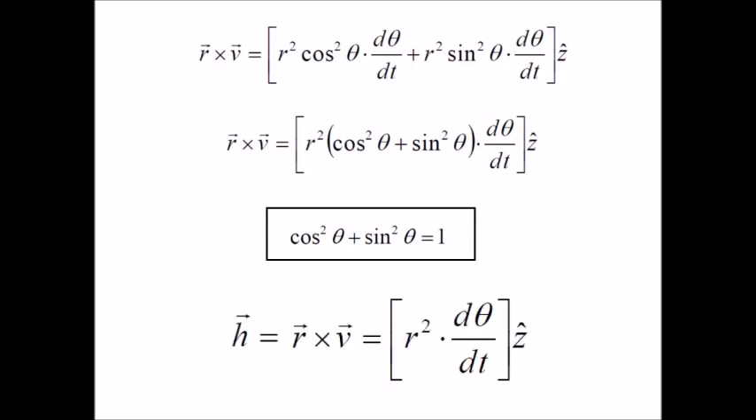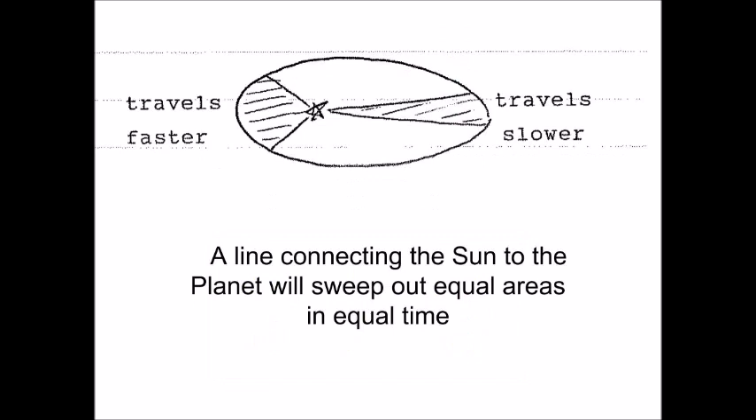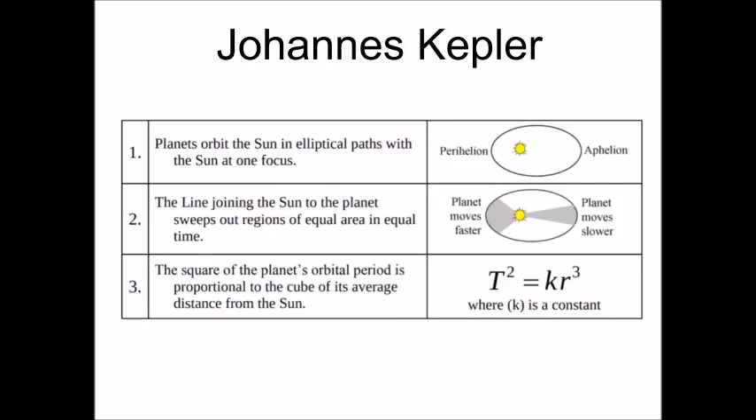Our goal was to show that 1/2 r² dθ/dt does not change in time. Well, if there's one thing we know about h, it's that h does not change in time. So we've proved second law. And we have a new secret weapon, Private Purple, to use in the third proof. Meanwhile, the planets will be speeding up and slowing down, and we have one more to go.